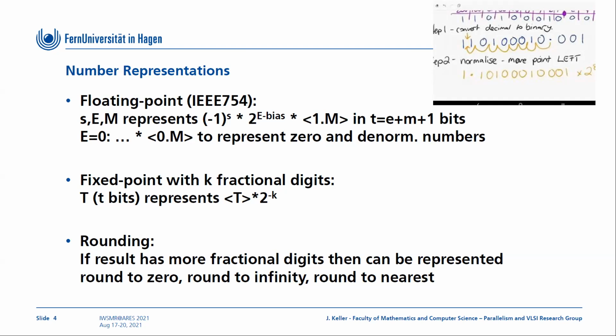This is true if the exponent is larger than 0. If the exponent is equal to 0, then instead of 1.m, we use 0.m, which allows us to represent 0 and the so-called denormalized numbers, which are the numbers between 0 and the smallest normalized numbers of the above formula.